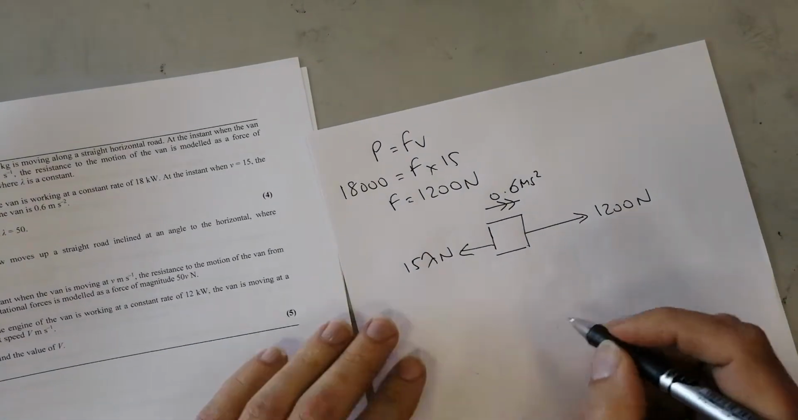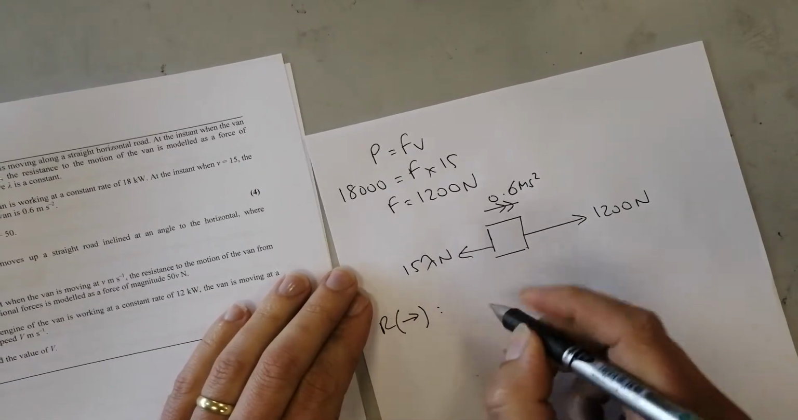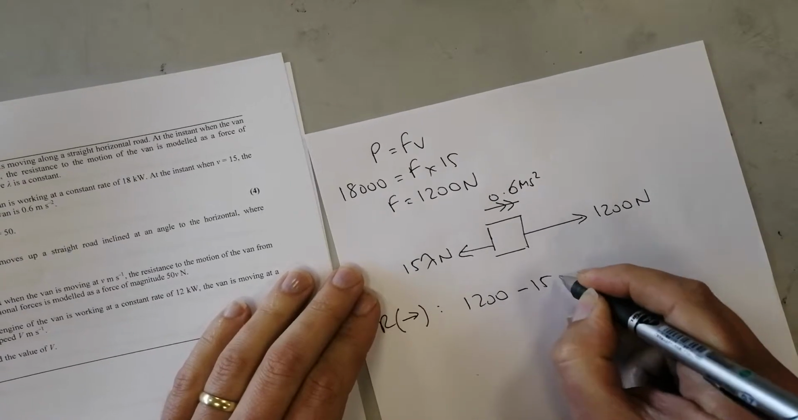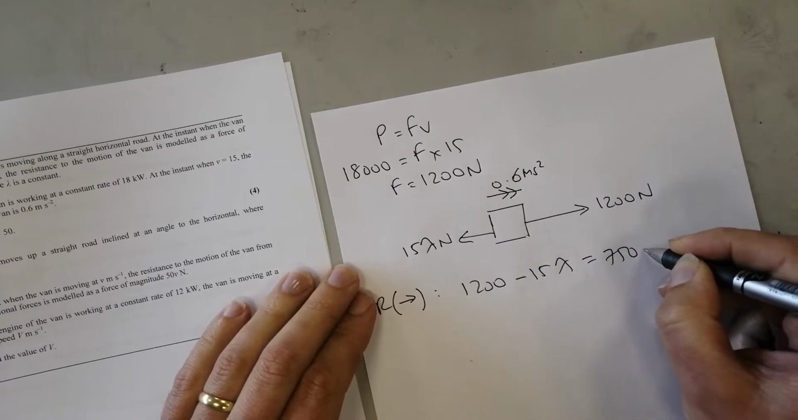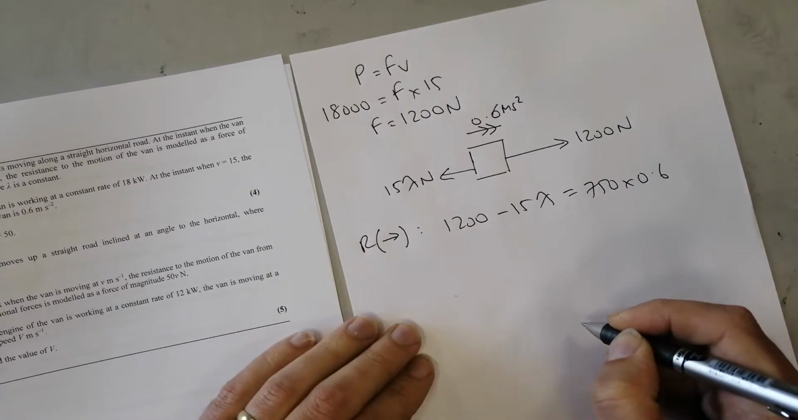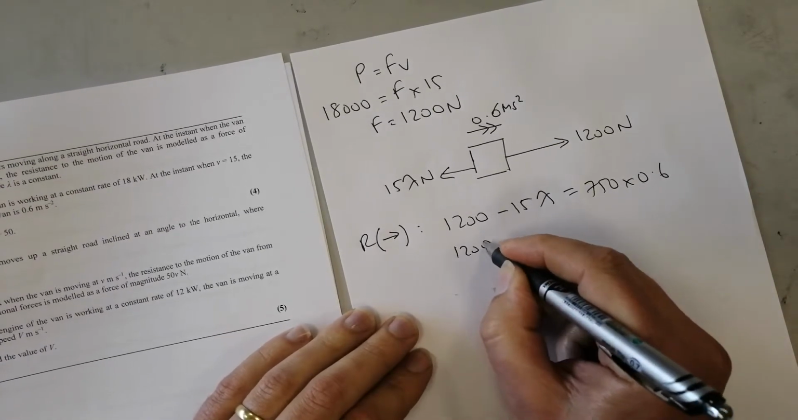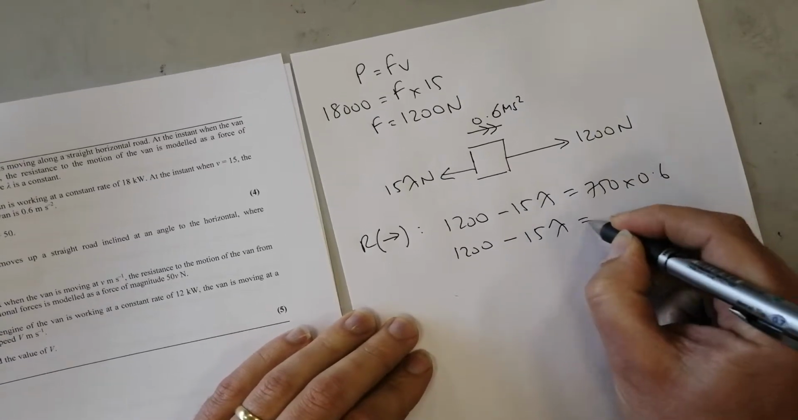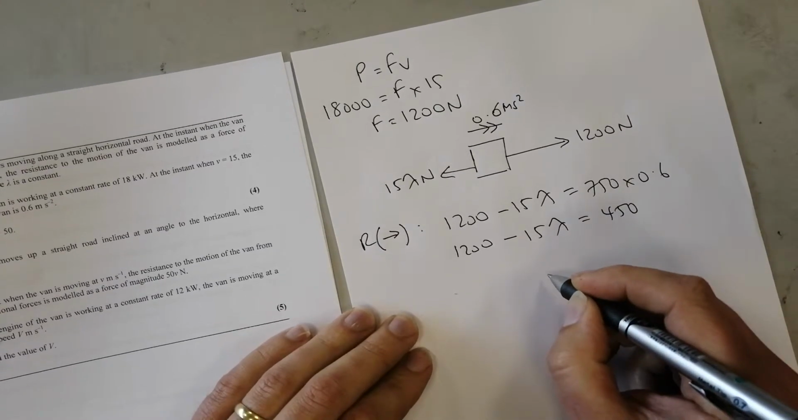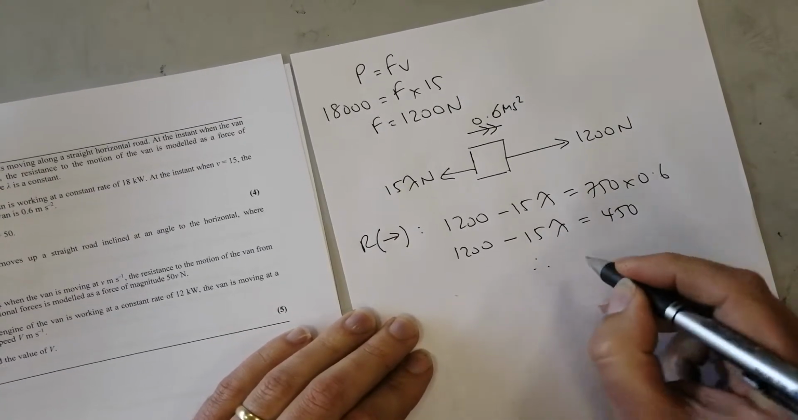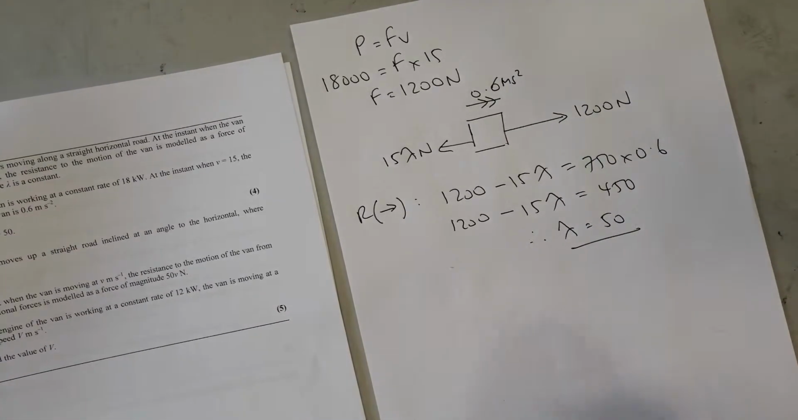So if we now resolve in the direction it's accelerating, 1200 minus 15 lambda is equal to the mass 750 times the acceleration 0.6, which gives us that 1200 minus 15 lambda is equal to 450. So therefore lambda is equal to 50, as needed.